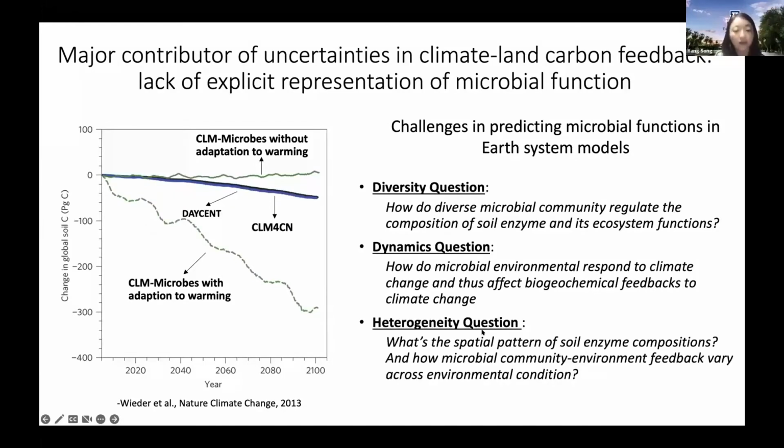Another question relates to heterogeneity. Because of very diverse environmental conditions, that also introduces a very diverse distribution of soil enzyme composition. So without answering these three questions, we still have a very big challenge to incorporate microbial function into the Earth system model.